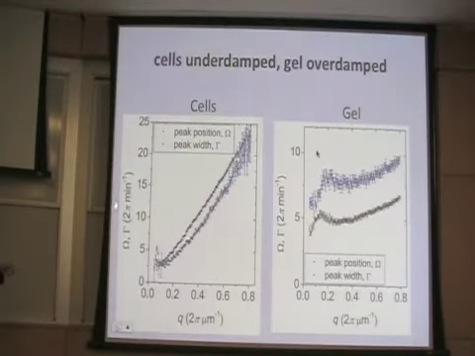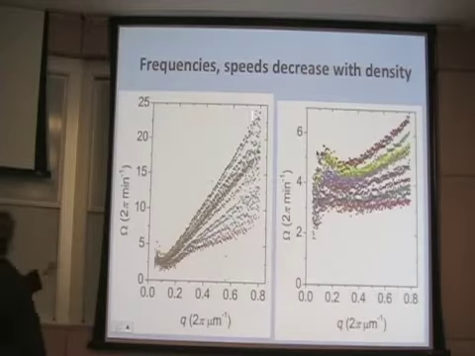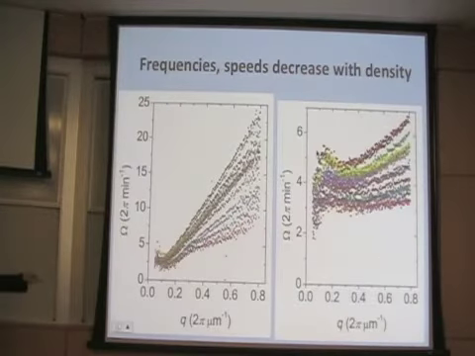If you want to get some propagation speed, you take the slope, and that's the group velocity of your fluctuation. The gel, however, is always overdamped. The peak width is always much larger than the peak position, so you can never get a propagating mode in the gel. However, you still get fluctuations, and you get a frequency and a lifetime from the peak width. So these can all be useful. If you do this for all of the data sets, they all look like this. The frequency goes down, etc.